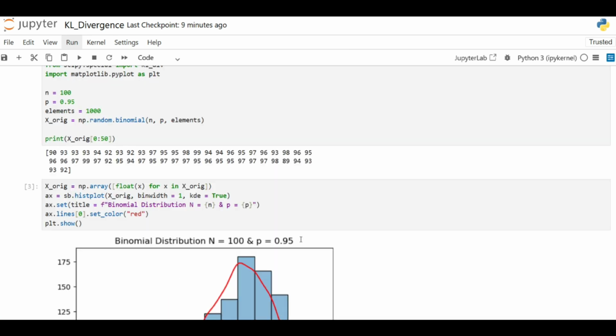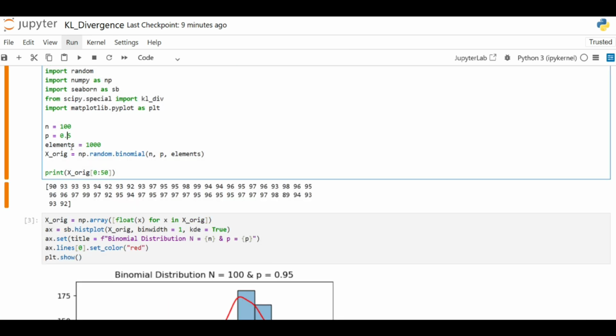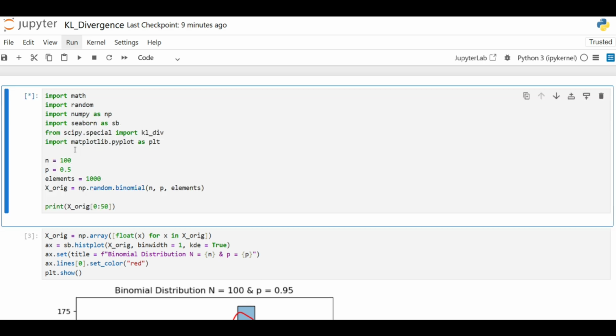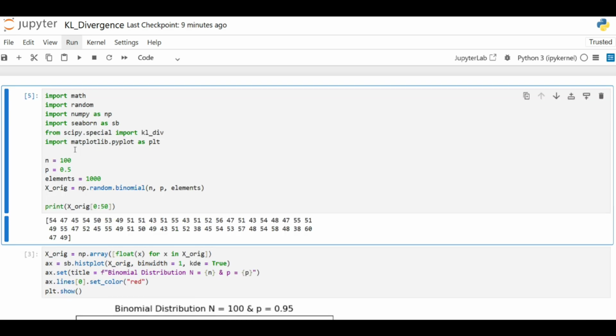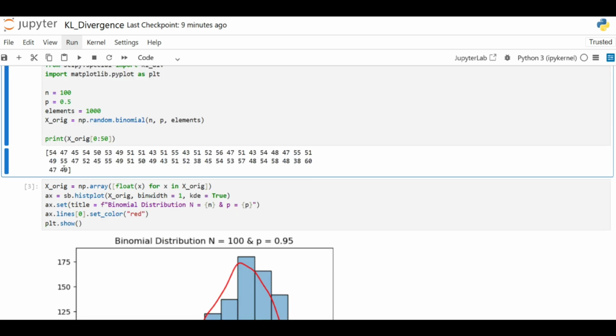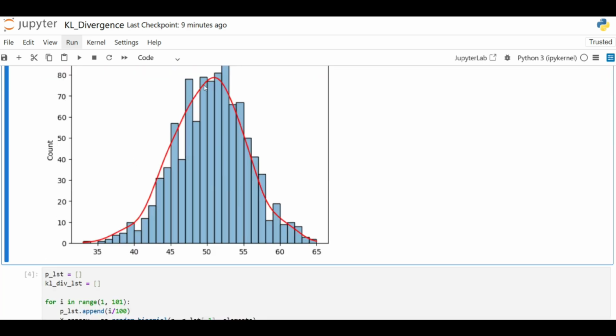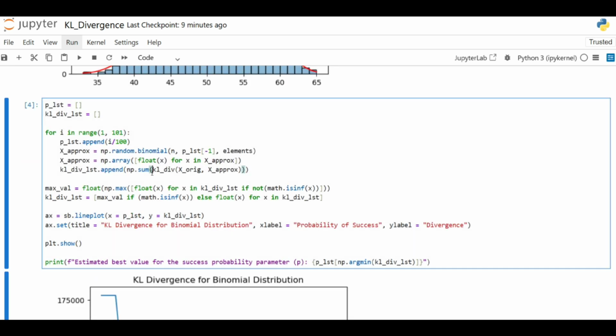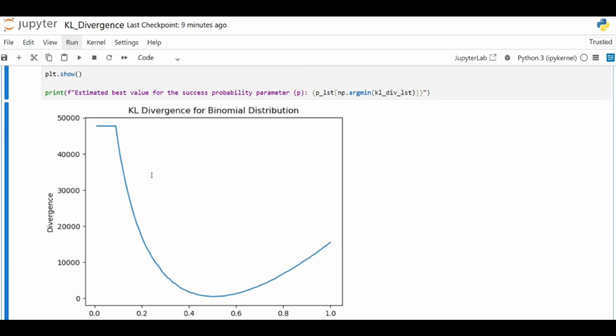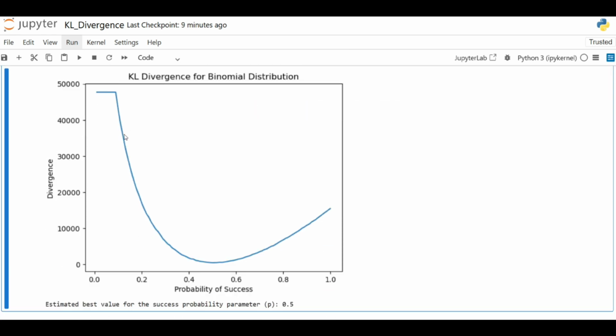Now let's check this with different situations. Let us create a coin which is fair, so the odds of a head and a tail are equal. You see evenly distributed values coming up, and if I replot this, it looks more like a normal distribution now, centered around 50. If I run this code again, you see that it's not just flatlining near 0.8 to 1, but it shows a dip in the middle part. And again, the estimated best value for the parameter is 0.5.